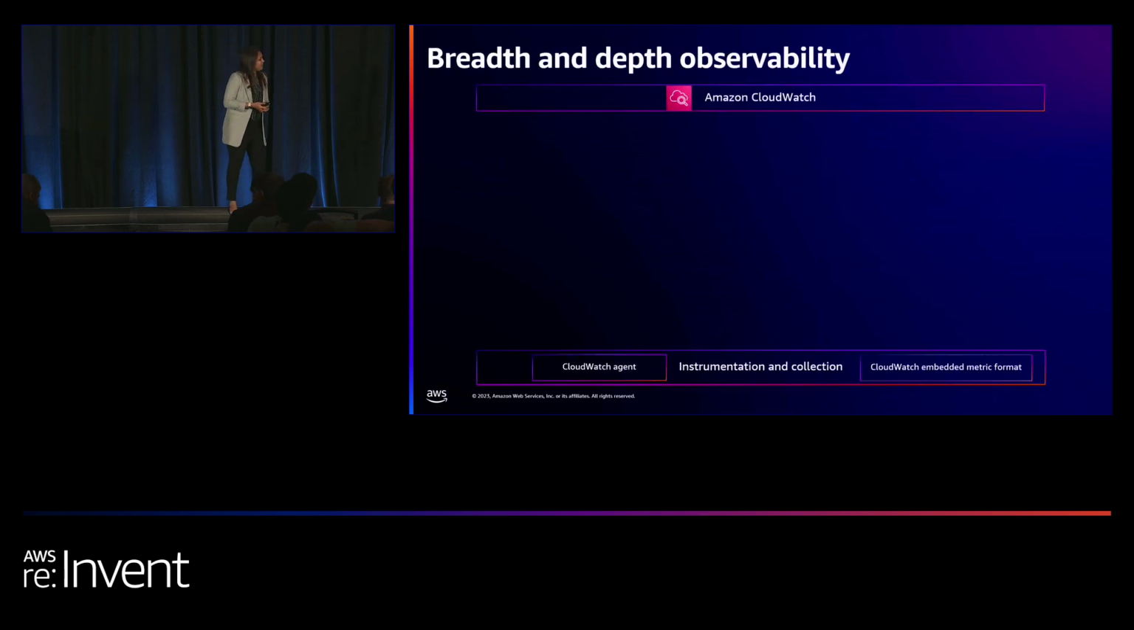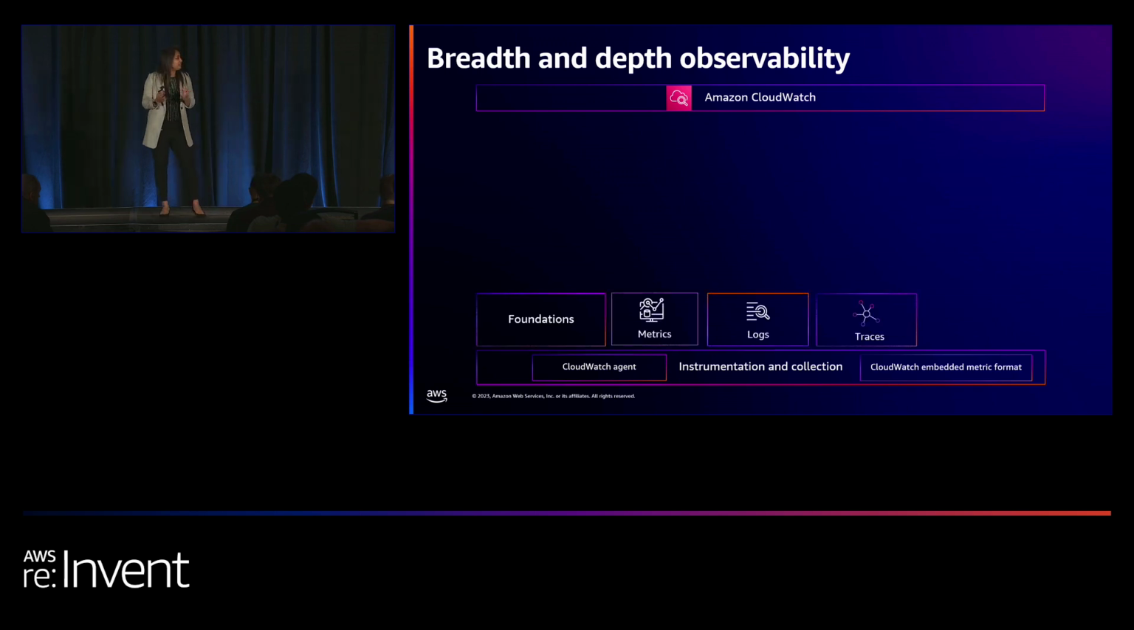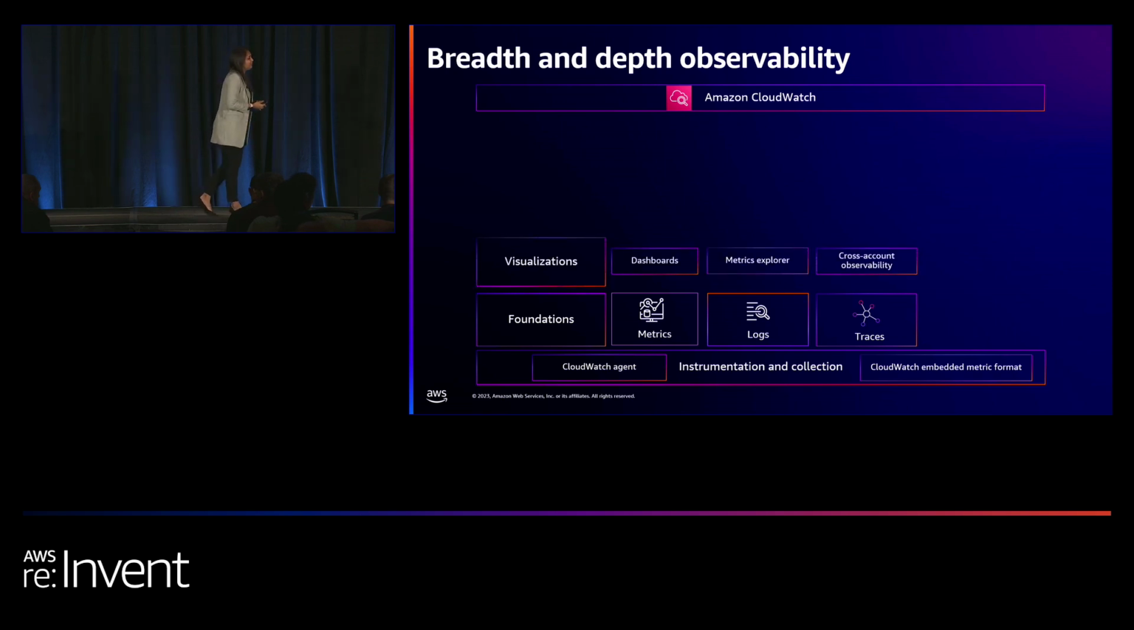Now, at the very fundamental, the CloudWatch agent helps you instrument and collect this foundational telemetry that we just talked about, which is metrics, logs, and traces. And on top of it, there are several other capabilities in Amazon CloudWatch that help you visualize this telemetry better. And visualizing is really important. Things like a regular operational dashboard that your team can use as a go-to dashboard.